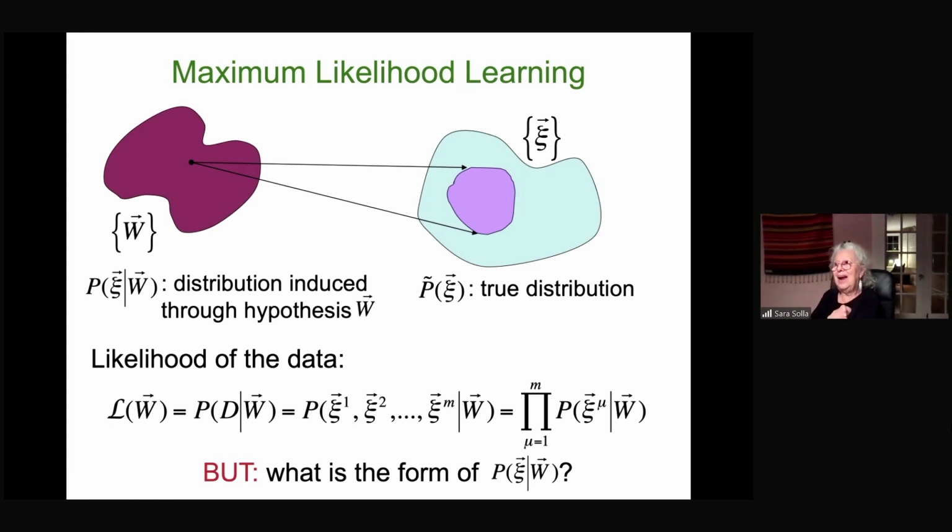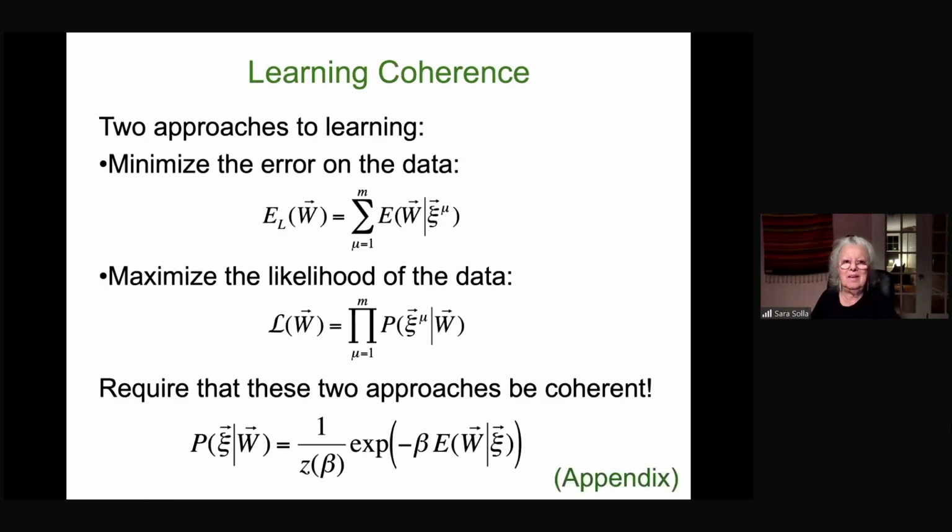So any network W in my ensemble is such that I could compute the likelihood of the data given that network. But in order to do that, I would have to know what is P of Xi given W. So that's the crucial part that is missing in this. So this is what actually leads me to a derivation of the form e to the minus beta E that I propose for the survival probability.